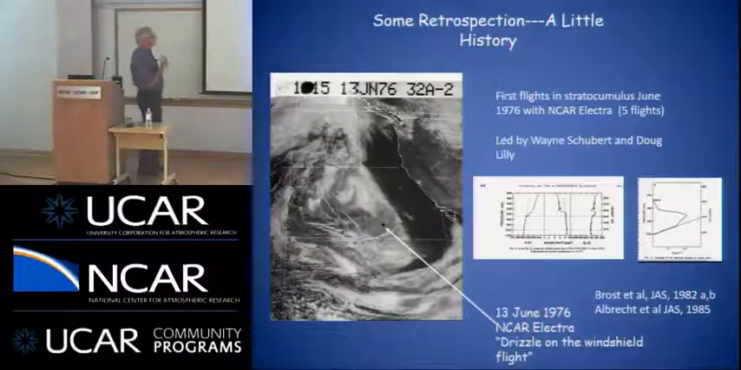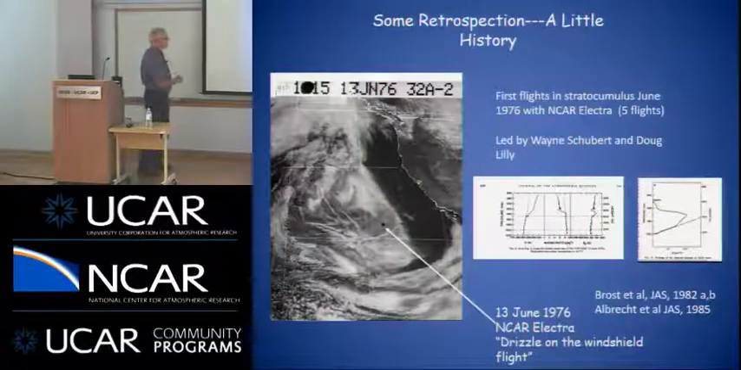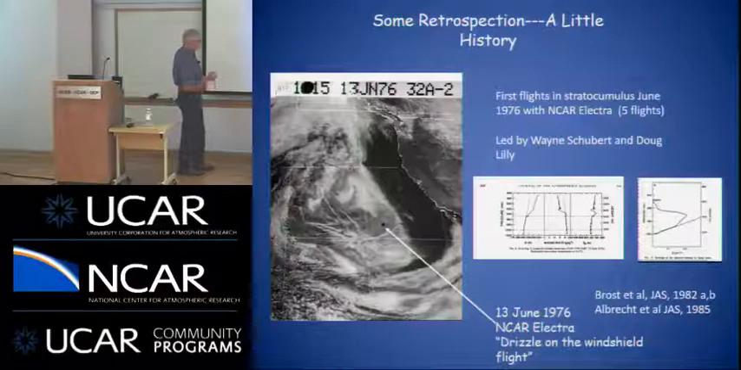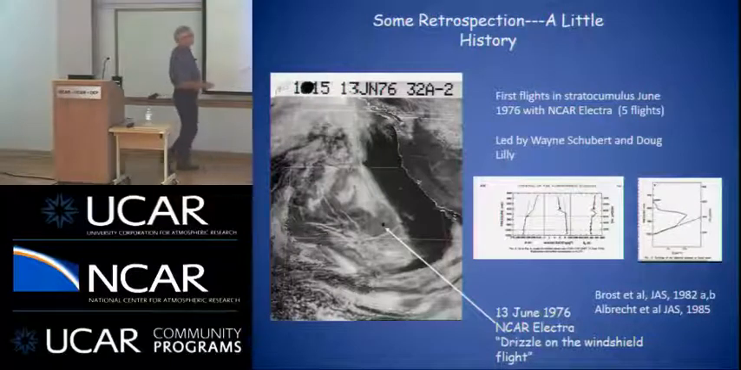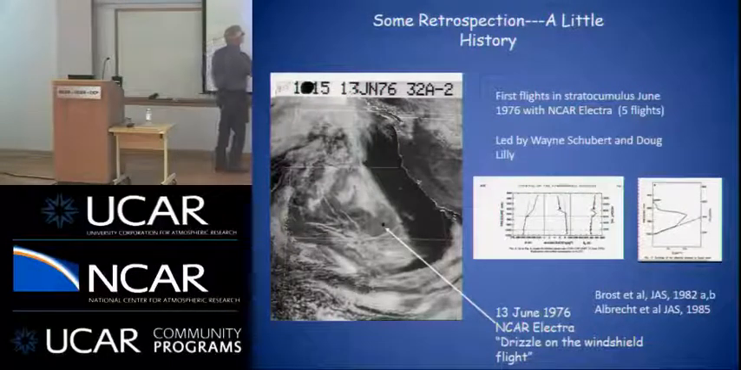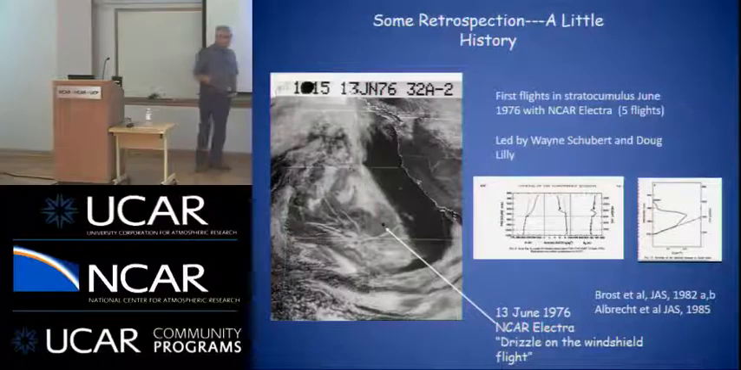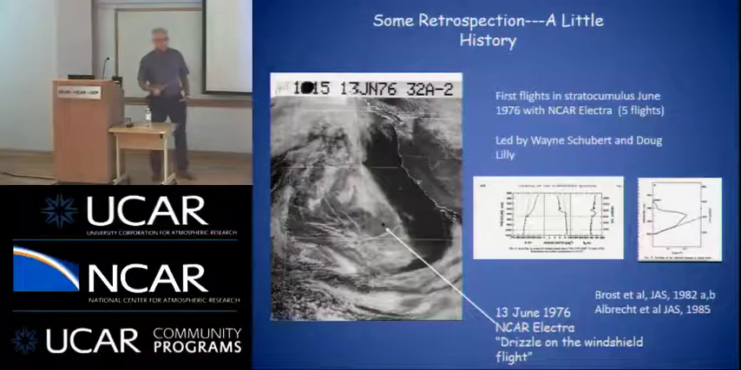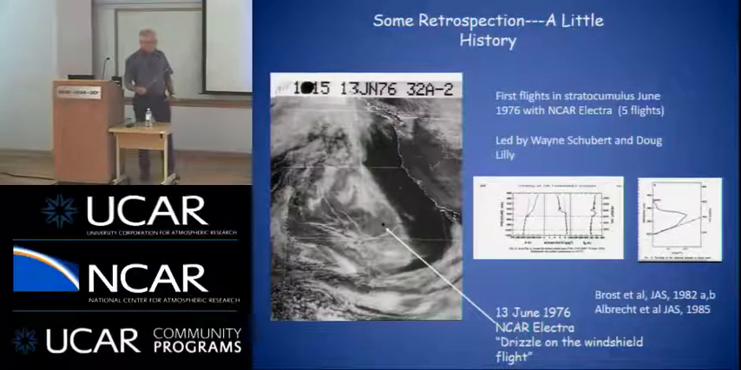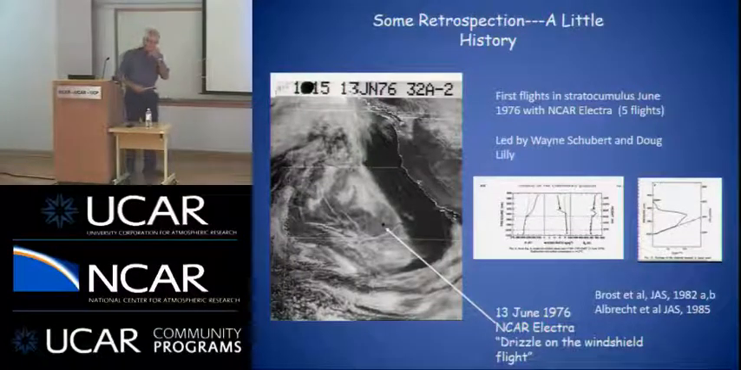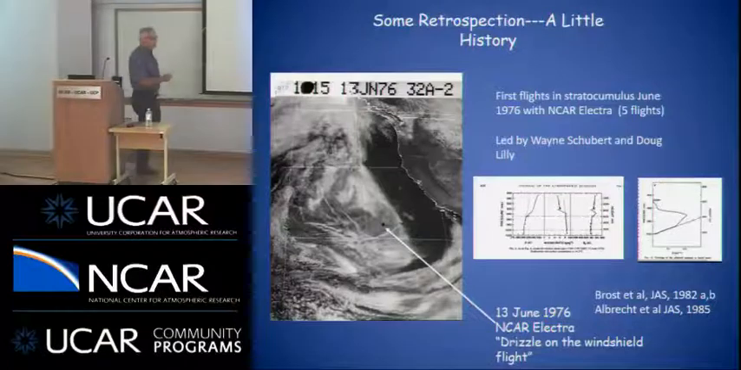So the last little part here I wanted to do, I did some of this before, but I'll do this again because of some retrospection, a little history. This is where I sort of got involved in looking at these clouds, back in 1976. And we had 5 flights with the NCAR Electra. And you notice the date here, 13 June 76. So it was almost 40 years ago, is that right? That hardly comes out of my mouth, 40 years. That's a long time. I don't think we learned very much in 40 years.